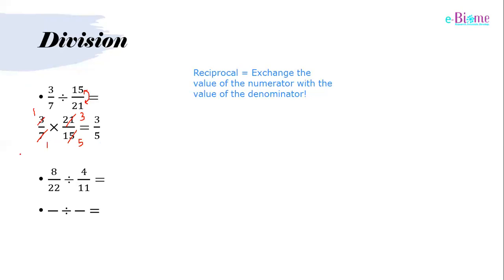The next example is 8/22 divided by 4/11. And so we do the same procedures. We first keep the first fraction, then we find the reciprocal of the second, 11/4. Then we proceed to see if we can simplify. We're able to see an 11 and a 22. And so 11 into 11 is 1, and 11 into 22 is 2.